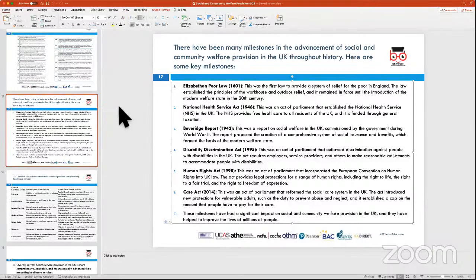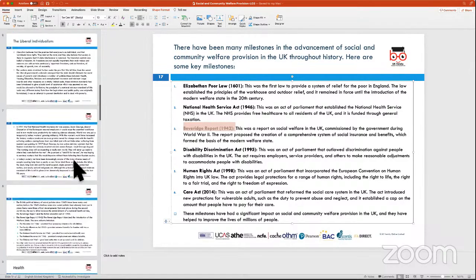Now, after World War II, from 1946 onwards, we see the National Health Service, we see the Beveridge Report, which I mentioned, and then some of the key acts and legislations which have been introduced over a point in time, which have steadily laid down the foundation of how community welfare has come into society. So we talk about the Disability Discrimination Act, the Human Rights Act, and the Care Act of 2014.